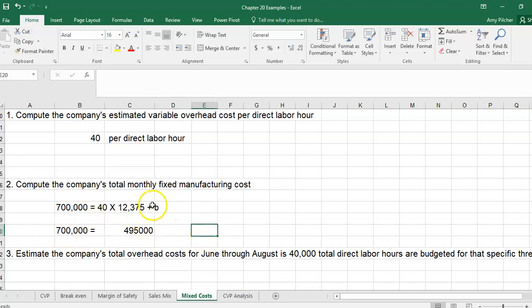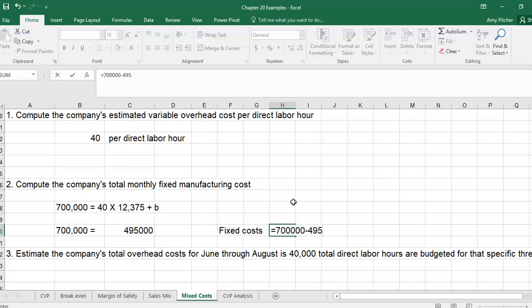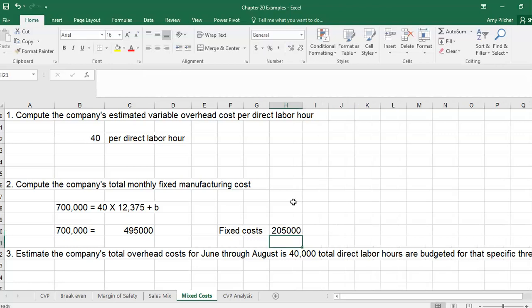So then to get b by itself, we're just doing simple algebra here. We take 495,000 and subtract that from both sides to get the b alone. So our fixed costs equal 700,000 minus 495,000, or $205,000.